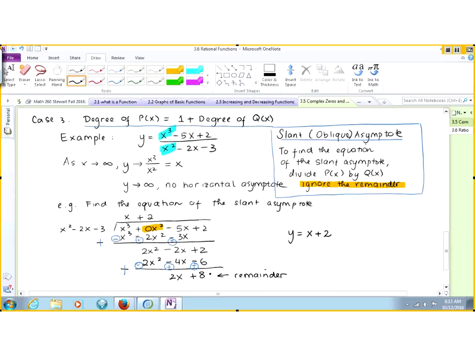Y equals x plus 2. Yes. And then what do I do with the remainder? We ignore it. Yeah. So this is the equation of slant asymptote. Yes, so far so good. So sometimes you can do synthetic, sometimes you cannot. In this case, you cannot, so we have to do long division. Because otherwise, if the divisor is x plus k, then I will just use synthetic division. Are we okay so far?